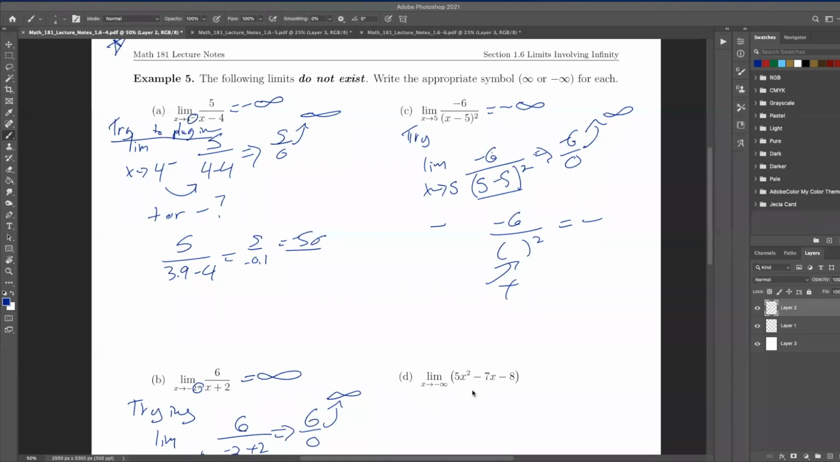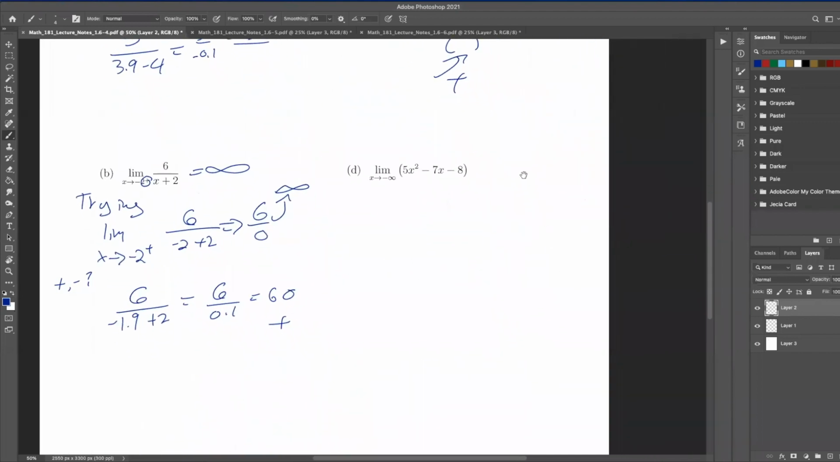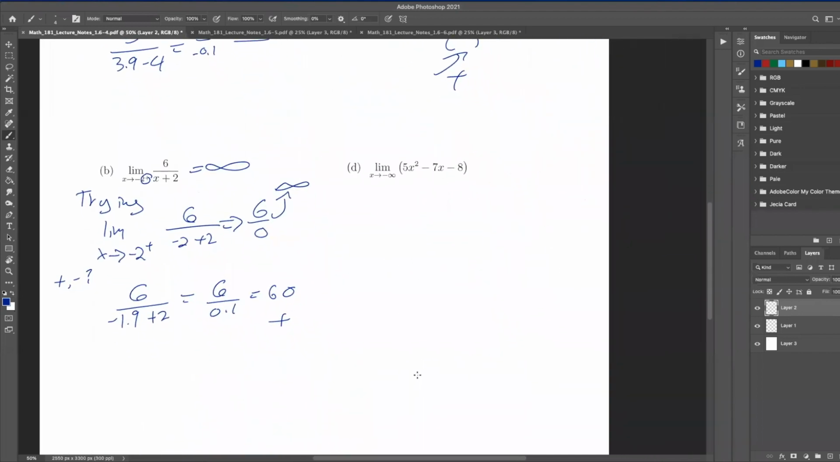Now let's take x and send it to infinity. And here we're just going to start with a very boring polynomial. We're going to send this to negative infinity. Well, what happens here? Let's just try plugging it in. That's how you solve a couple of these: you just try to plug it in. If it doesn't work, you do some algebra, right? But let's just try plugging it in.